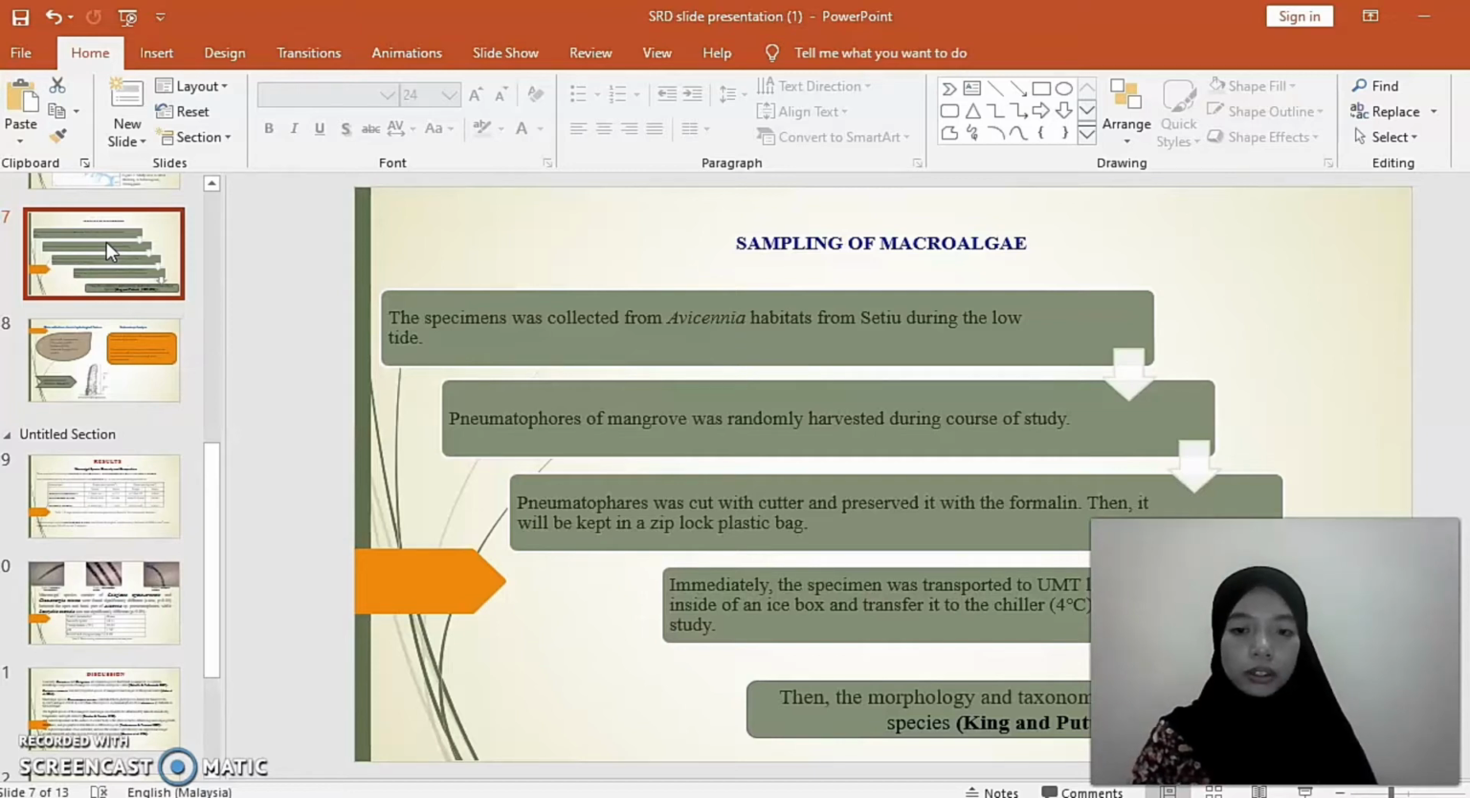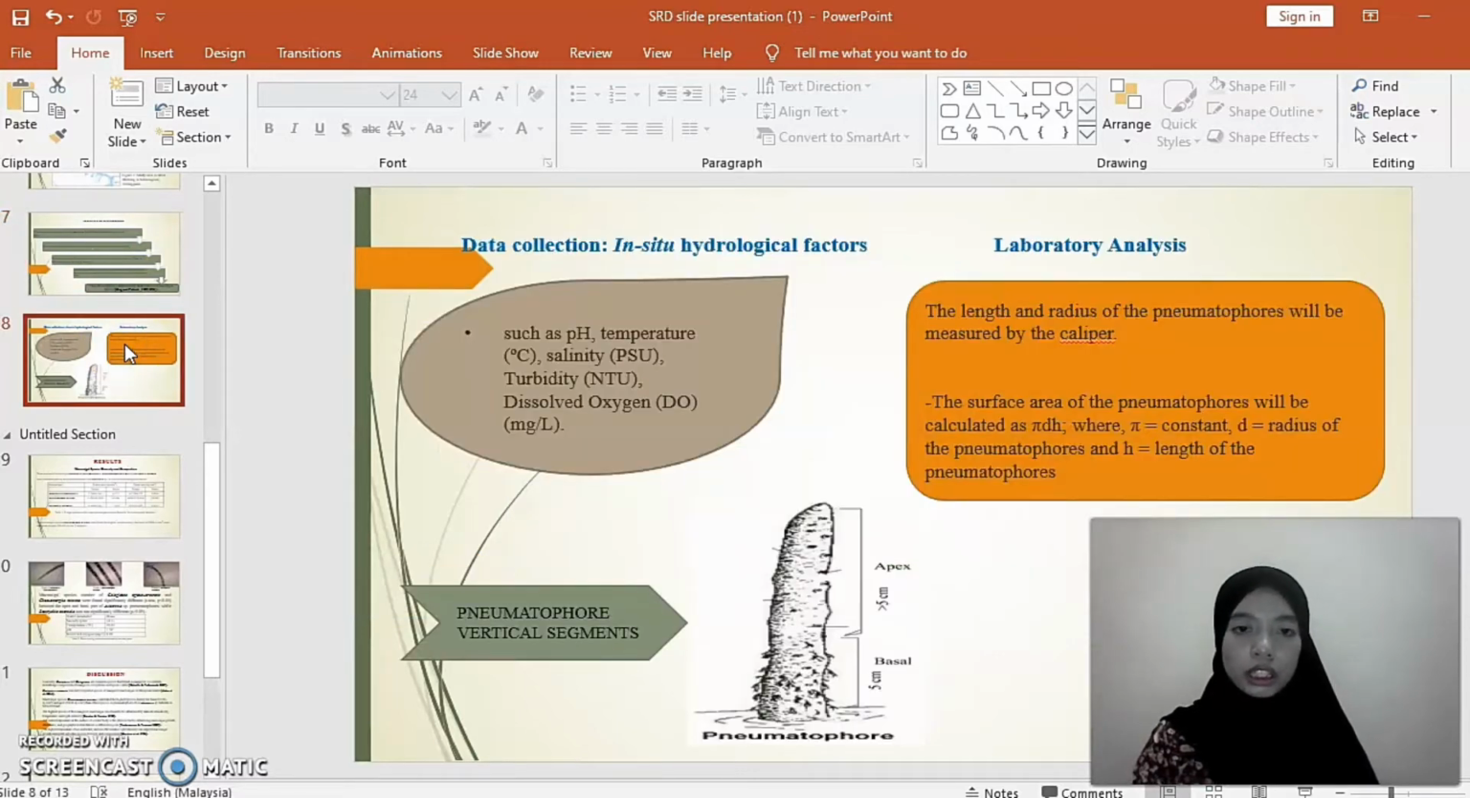Then the morphology and taxonomy identification of macroalgae species. Data collection of in situ hydrological factors such as pH, temperature, salinity, turbidity, and dissolved oxygen. Laboratory analysis. The length and radius of pneumatophores will be measured by a caliper. The surface area of a pneumatophore will be calculated as pi d h, where pi is a constant, d is the radius of the pneumatophore, and h is the length of the pneumatophore.